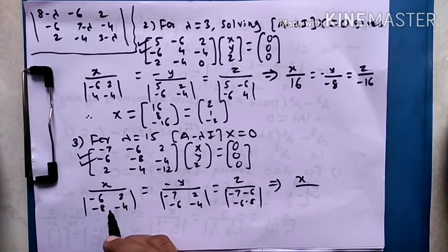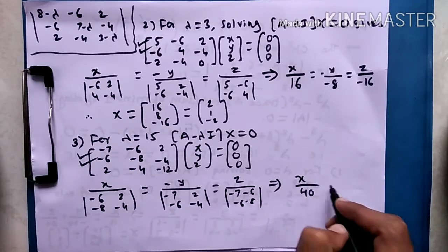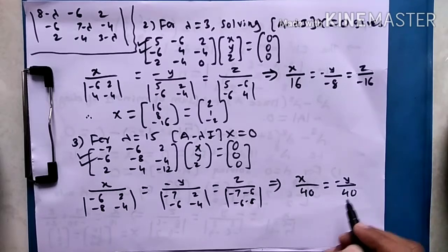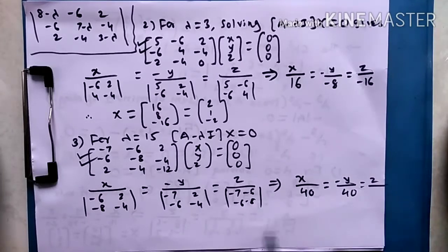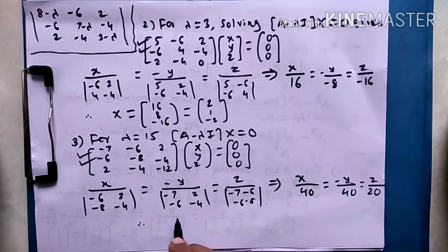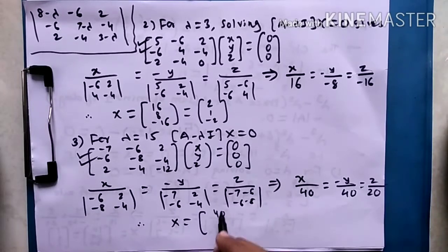So 24 plus 16 will give you 40. Then negative y will be minus 7 into minus 4 is plus 28 minus negative 12. So 28 plus 12 is again 40. And z equals minus 7 into minus 8 is plus 56, and this is minus 36. So the answer is 20. So the required eigenvector is 40, minus 40 and 20.